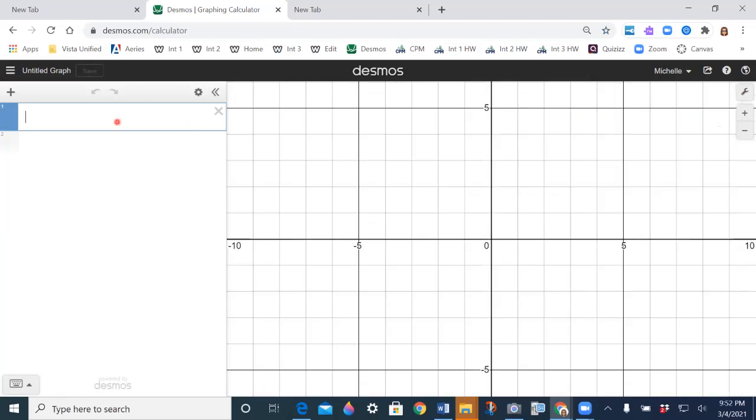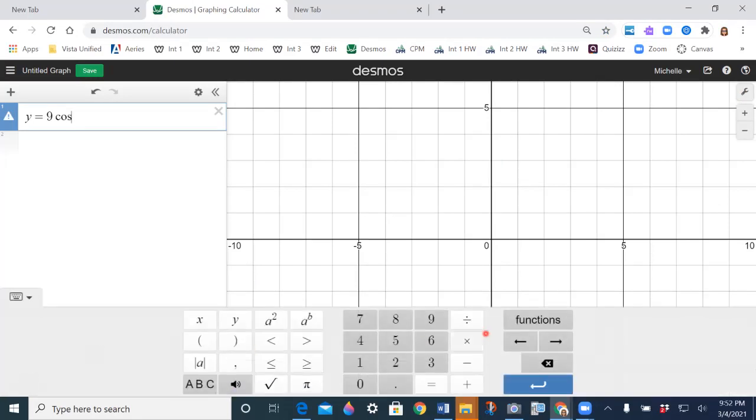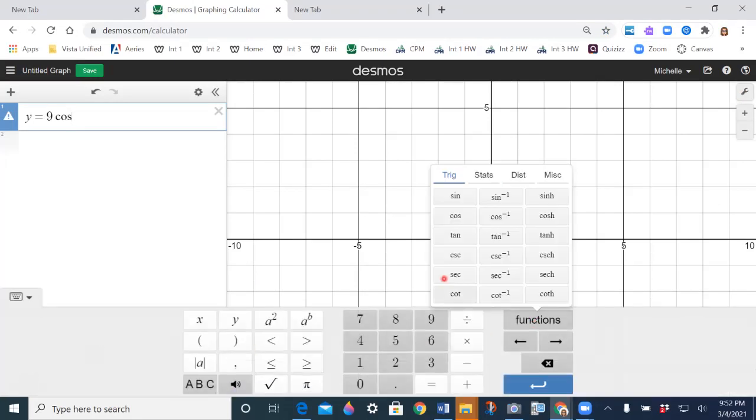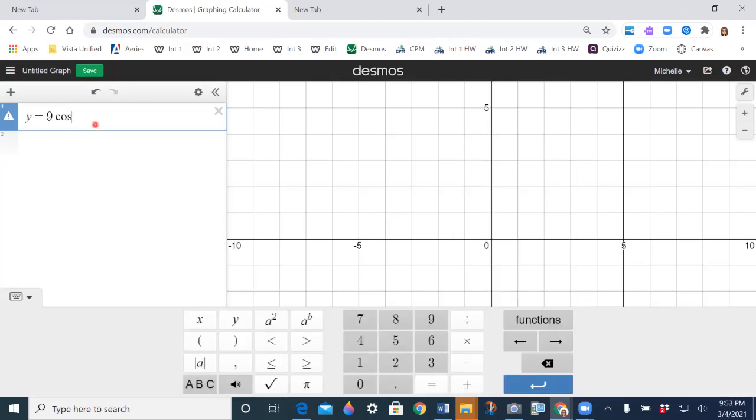And then I'm going to put my equation in here. So that was y equals 9 cosine. I can either write cosine, or if I come here under functions, I do have it listed also. Cosine of, and we had pi. So let me grab my pi. Pi over 5. Here I've got to be careful with this. You've got to pay attention when you're typing it in.